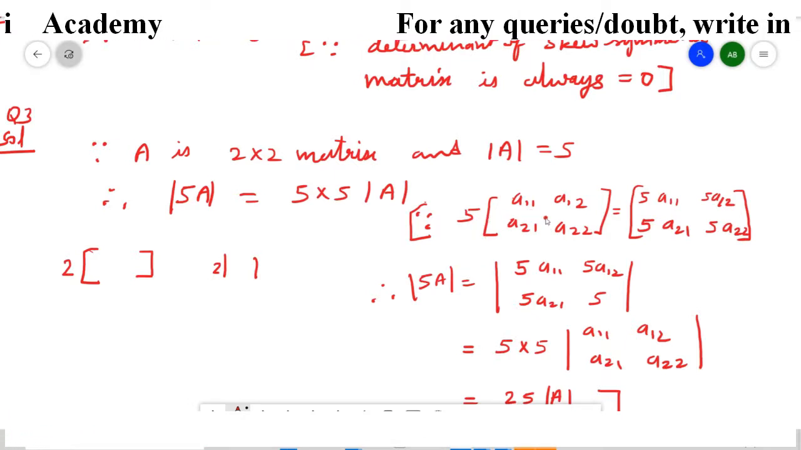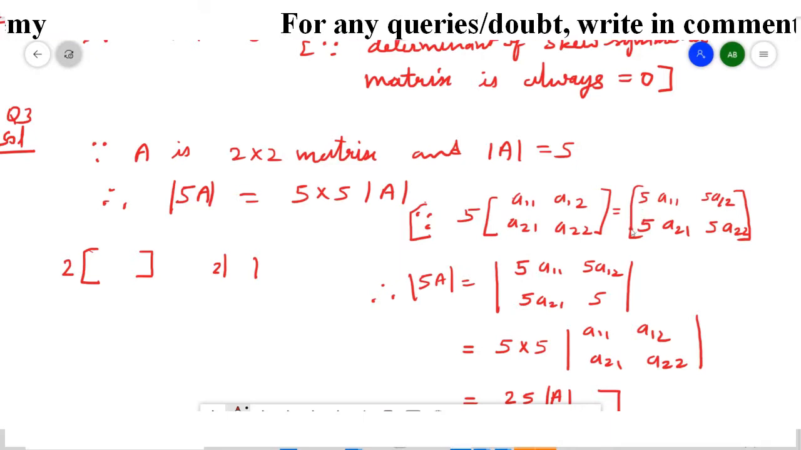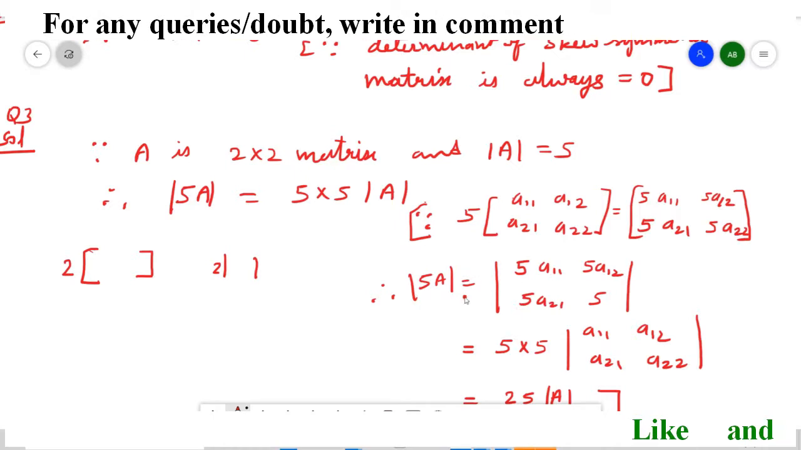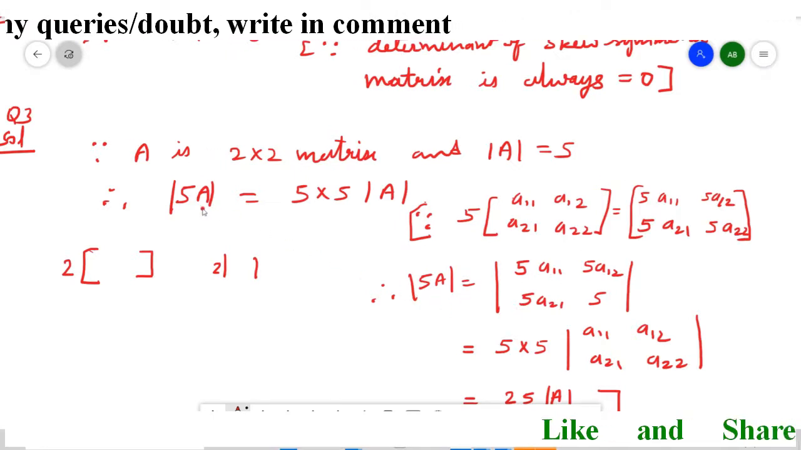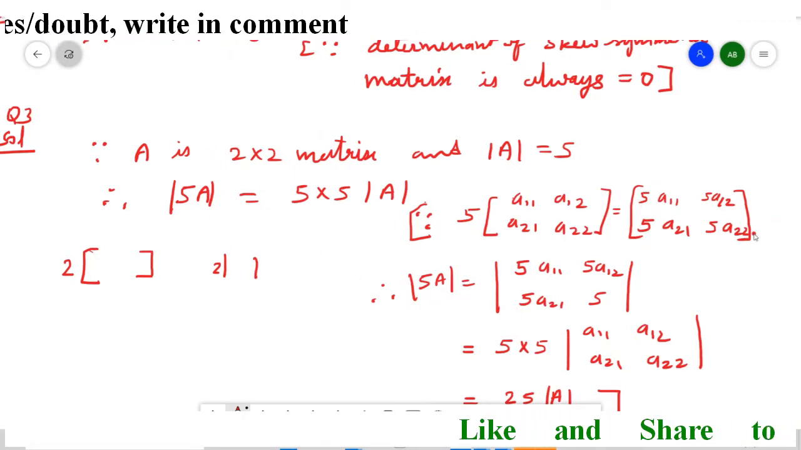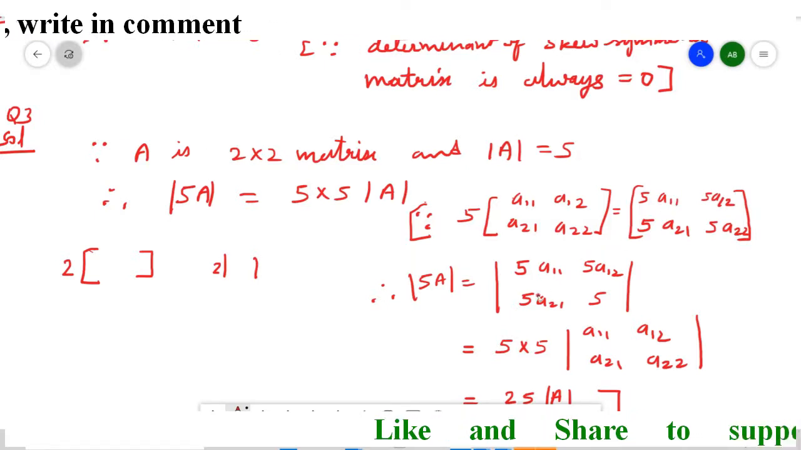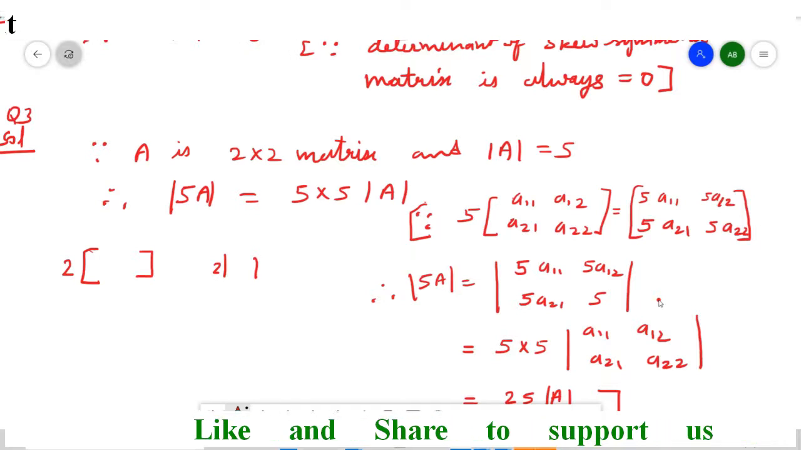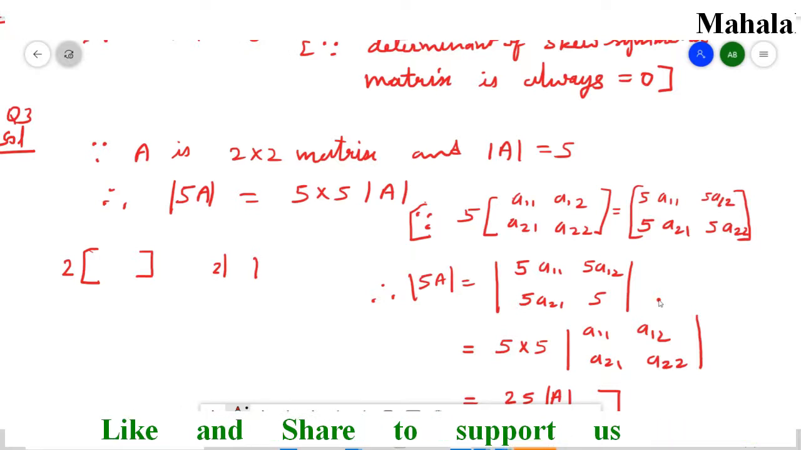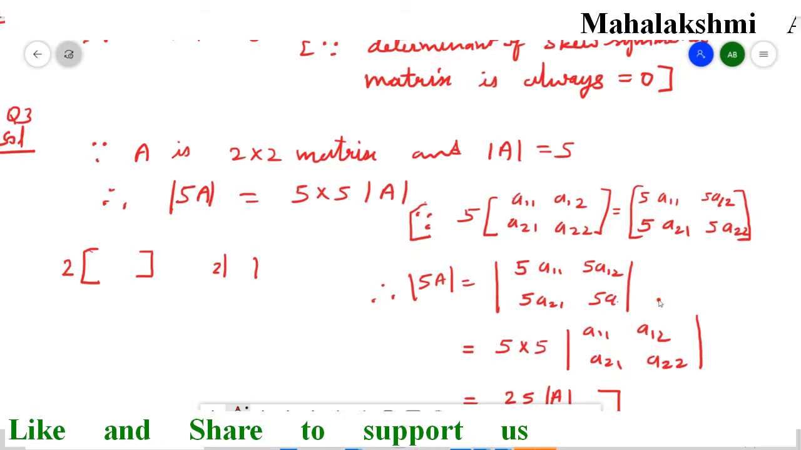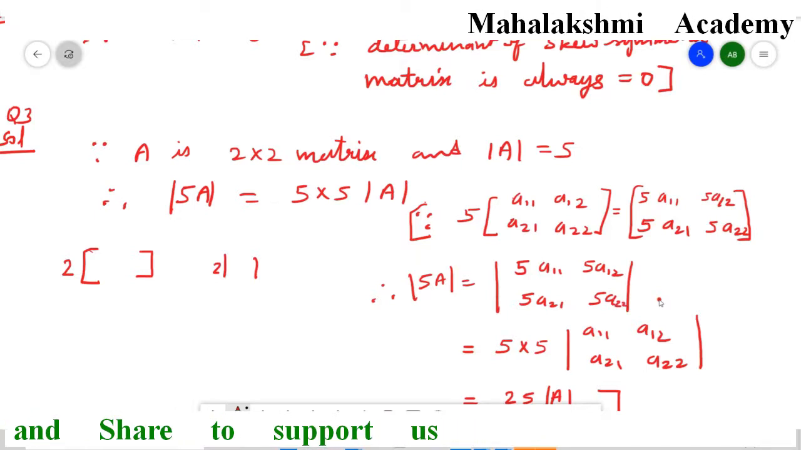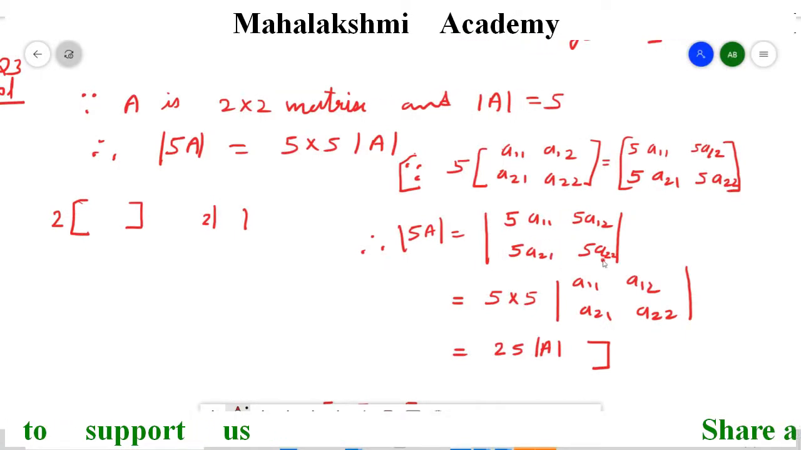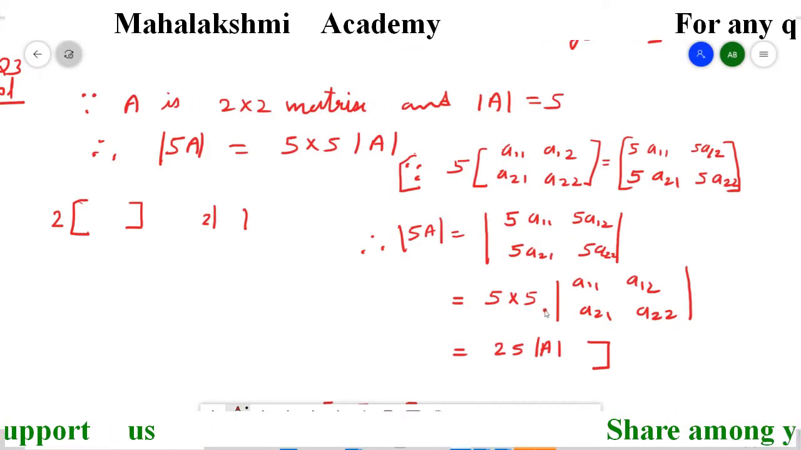When we shift this 5 inside, since it's a matrix, 5A is multiplied by all the elements. Now if we have to find the determinant of 5A, we have to find the determinant of this matrix. Here I just skipped one term, I'll write here a22. So what we have to do is take 5 common from the first row and 5 common from the second row. So see the difference.